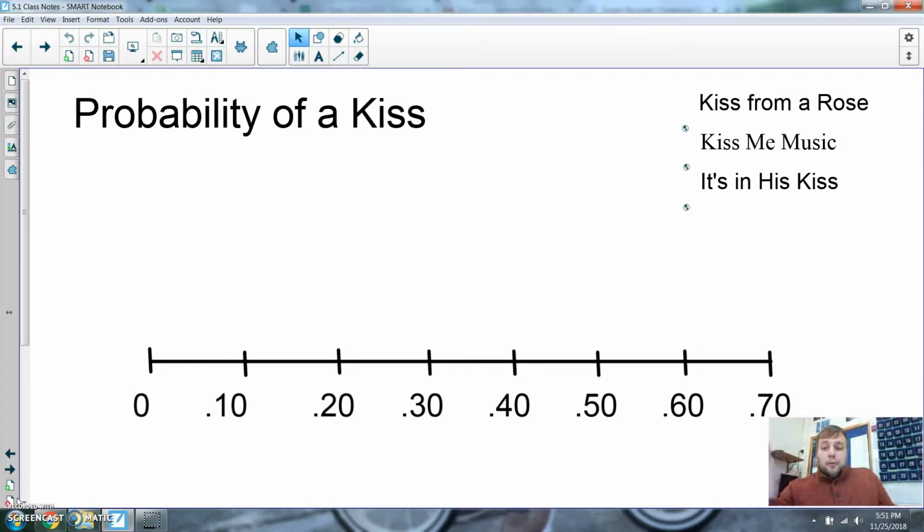And so, for instance, a kiss. How do we test out what's the probability of flipping a kiss? Well, the only way to actually test out what this is going to be like is actually flipping kisses. All right. So your sub should be coming around, passing out a couple kisses for you to flip.